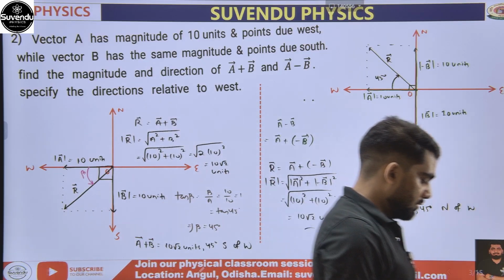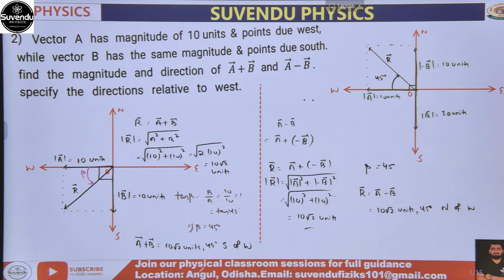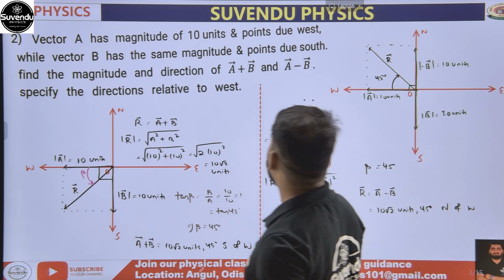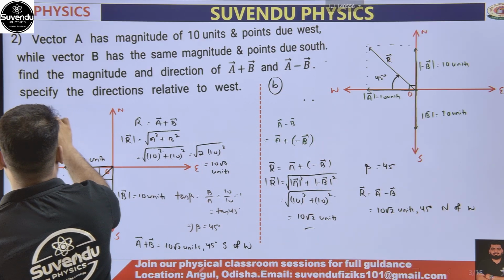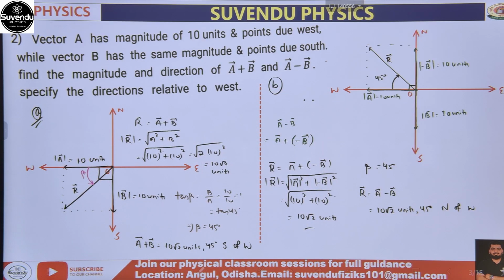So this is the way in which we have to solve the question. I think this question is fully clear to all of you. This is your part B and this is part A. Is the question clear? Next.